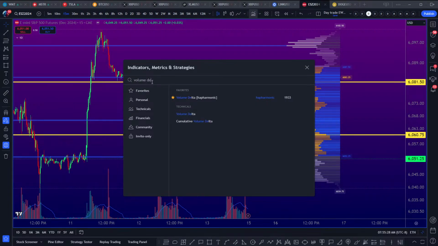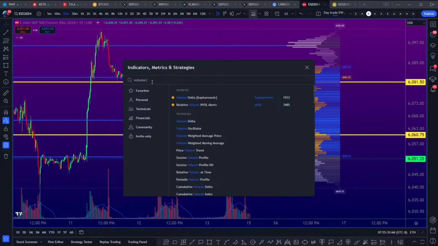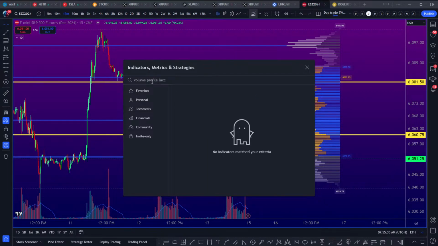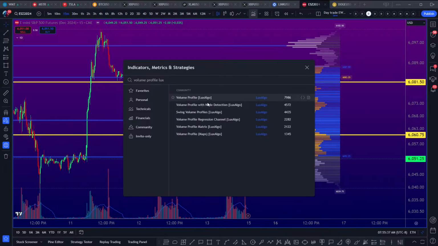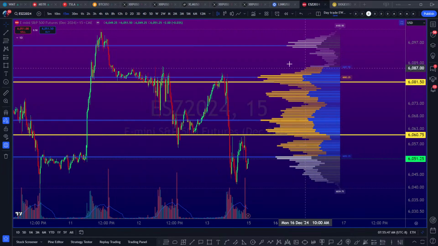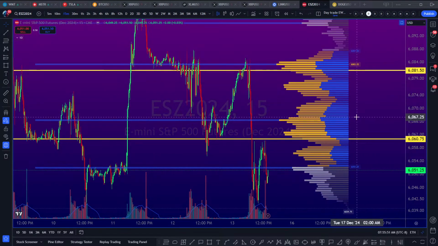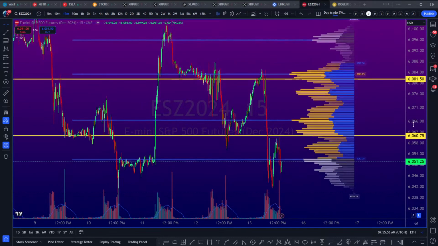So volume profile, right? Let me do it again. Volume profile, and then I put Lux, just like I did about 5 minutes ago. That's it right here. Volume profile with node detection, Lux Algo. Guys, this is a powerful indicator. I use it in the immediate short term. This is really helpful, guys.